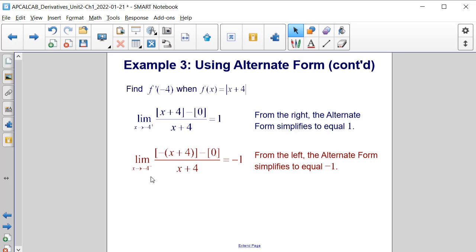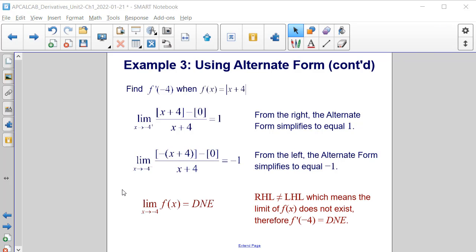Now, if we also look at it from the left, the limit as x approaches negative 4 from the left will be negative of x plus 4 minus, again, f of negative 4 is 0, all divided by x plus 4. Well, the 0 would go away, and we have the common factor of x plus 4 that we can cancel out because it would reduce to 1, and this limit would simplify to be negative 1.